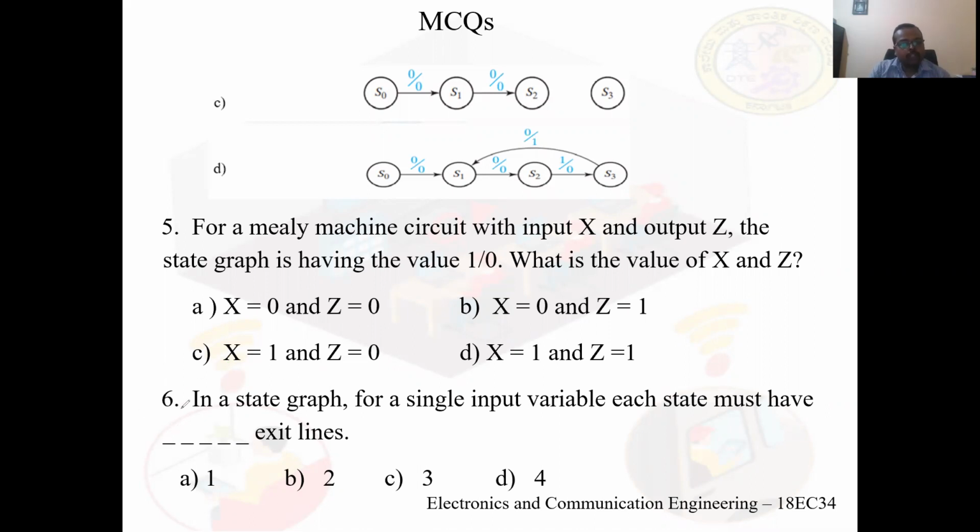Now, similarly, question number 6. In a state graph for a single input variable, each state must have dash exit lines. How many exit lines do we have? For X is 0, X is 1. So the right option for this one is B.